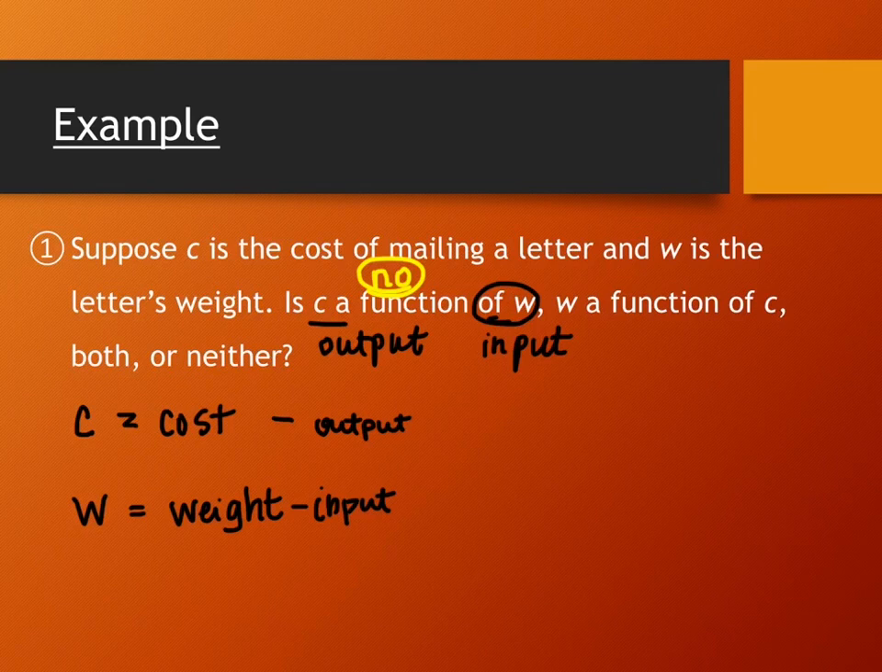All right, let's switch it around. So now I have the output, and I'm going to try and switch it with my input. Because the other question says, could W be a function of C? In other words, if C, the cost, were held fixed, would I know for sure the weight of the letter?